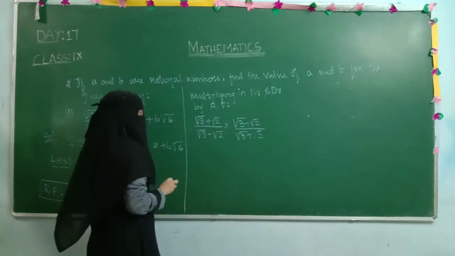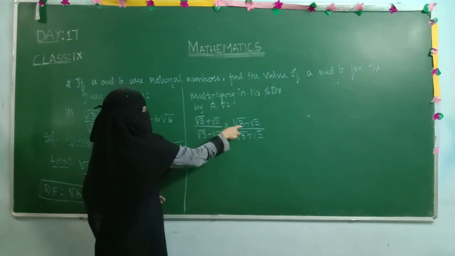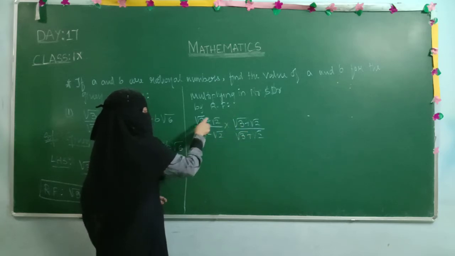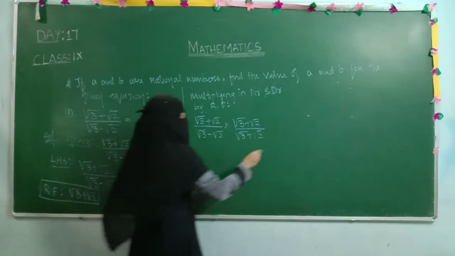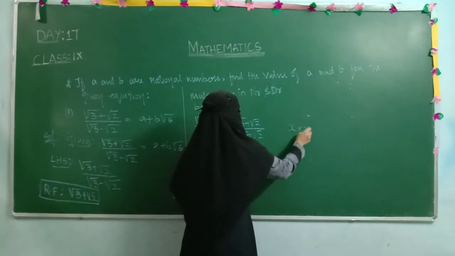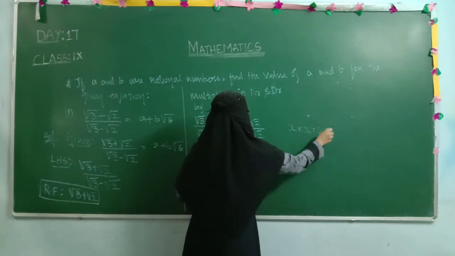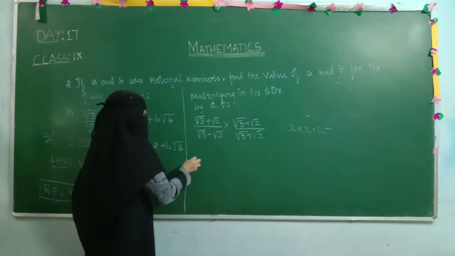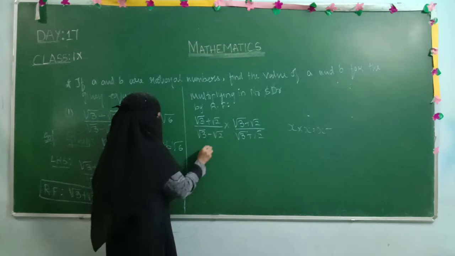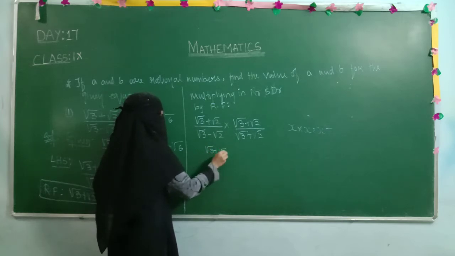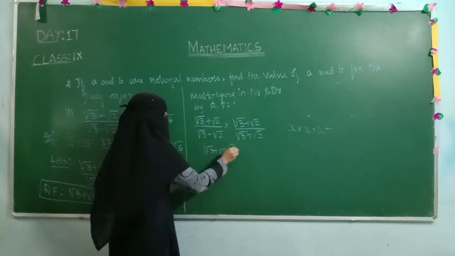You have observed here root 3 plus root 2, root 3 plus root 2. Both the terms are similar. Previously also I said, when we are having x into x, you will write x square. So here also we need to do the same thing. As the terms are the same, we write it as root 3 plus root 2 whole square.